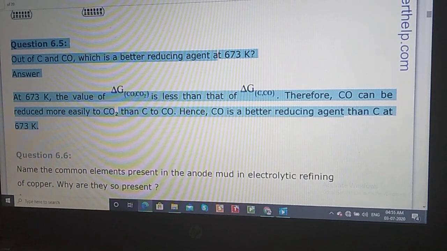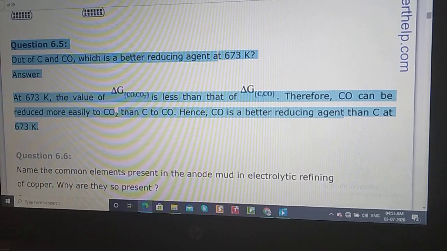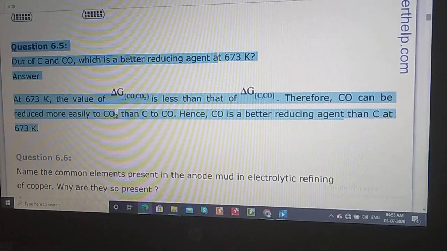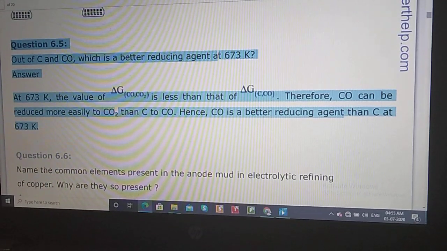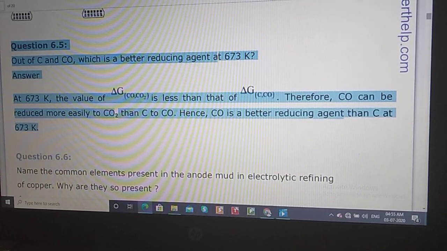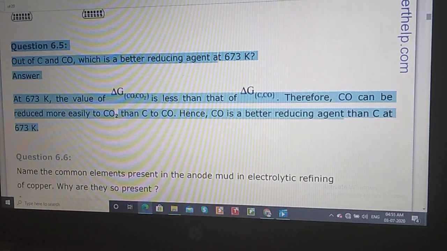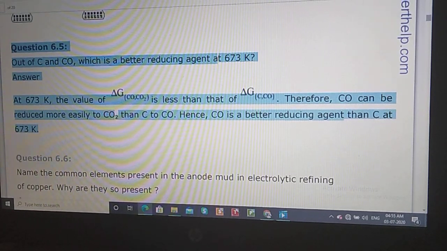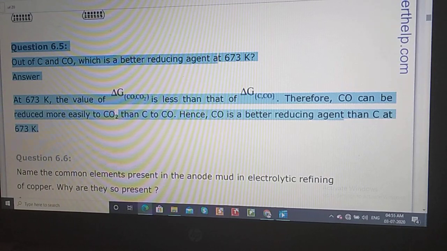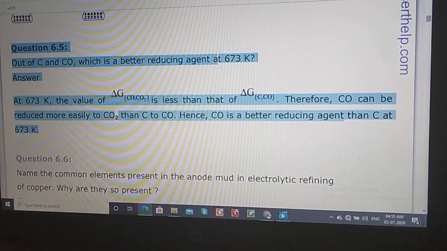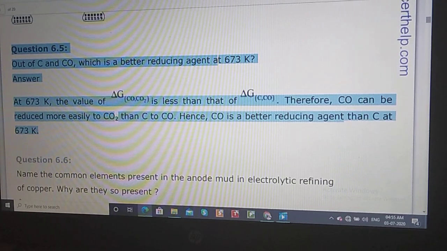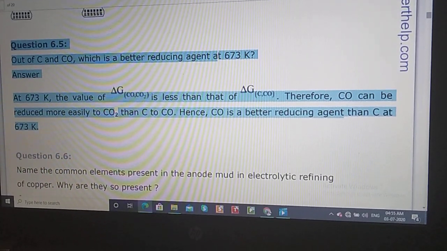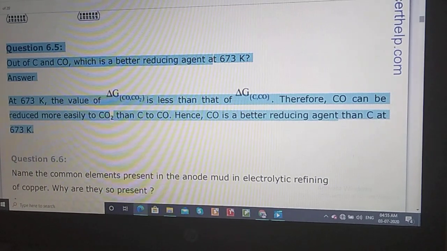So dear student, let us read out the slide first. The slide is saying that at 673 Kelvin, the value of delta G for CO is less than that of delta G for C. Therefore, CO can be oxidized more easily to CO2 than C to CO. Hence, CO is a better reducing agent than C at 673 Kelvin. Now let us see, this question is based on the Ellingham diagram, student, which you can understand easily on the board.